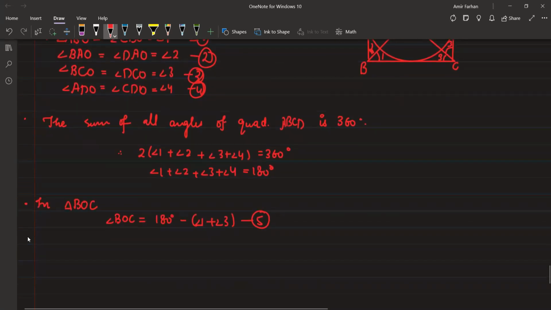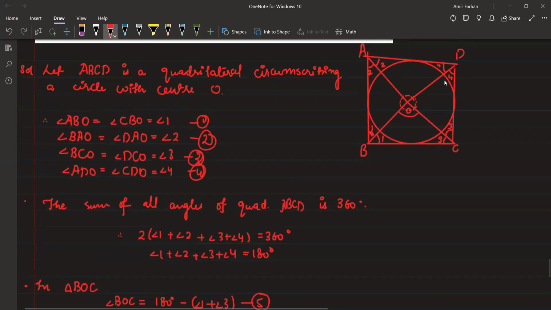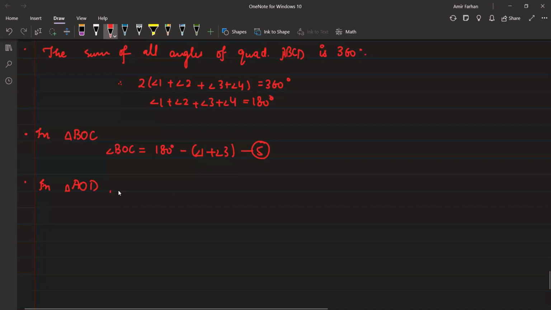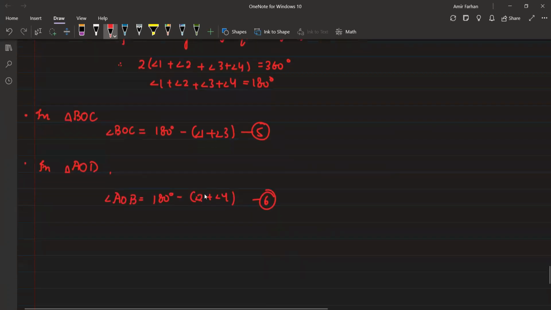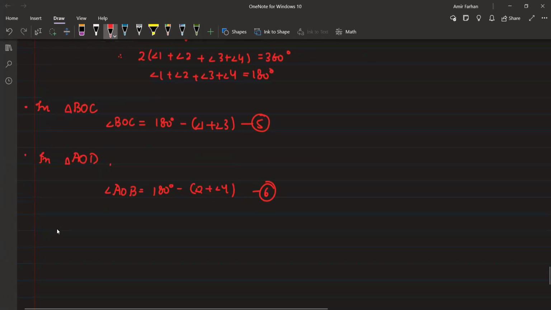So the angle in triangle AOD, this triangle AOD, the angle left, angle AOD, will be calculated as 180 minus angle 2 plus angle 4. This is your equation number 6. Okay, add the 5th and 6th.